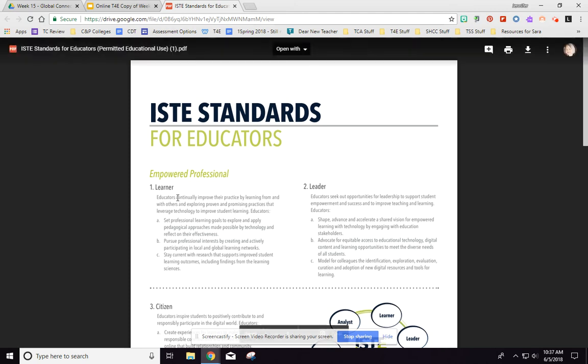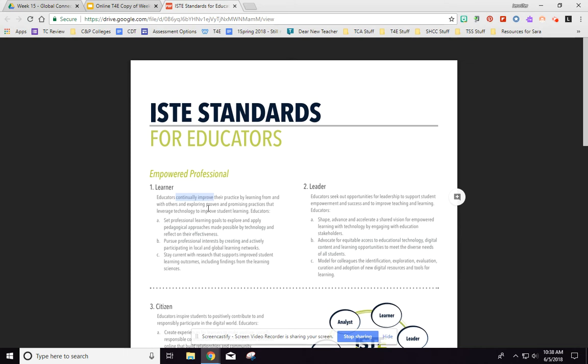So what stands out to me here is continually improve. In other words, they never stop learning. But what is really another important part is they do it to improve student learning. So they're not doing it to just improve their overall skills. They actually have a purpose for this because it improves student learning. And so if you want to read through these bullet points down here too and pick some out, that would be a good direction to go. So we explore and apply. You pursue professional interests.